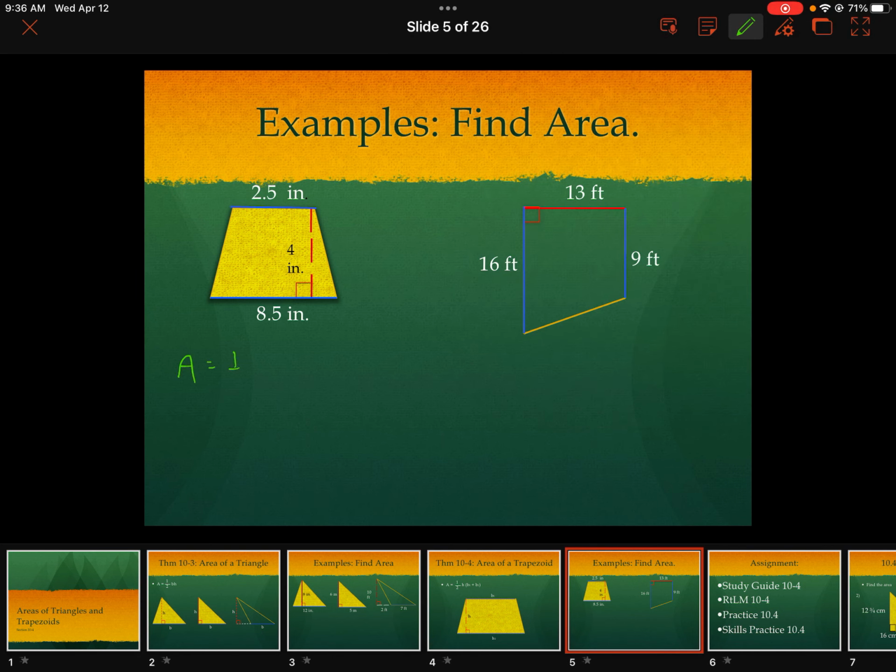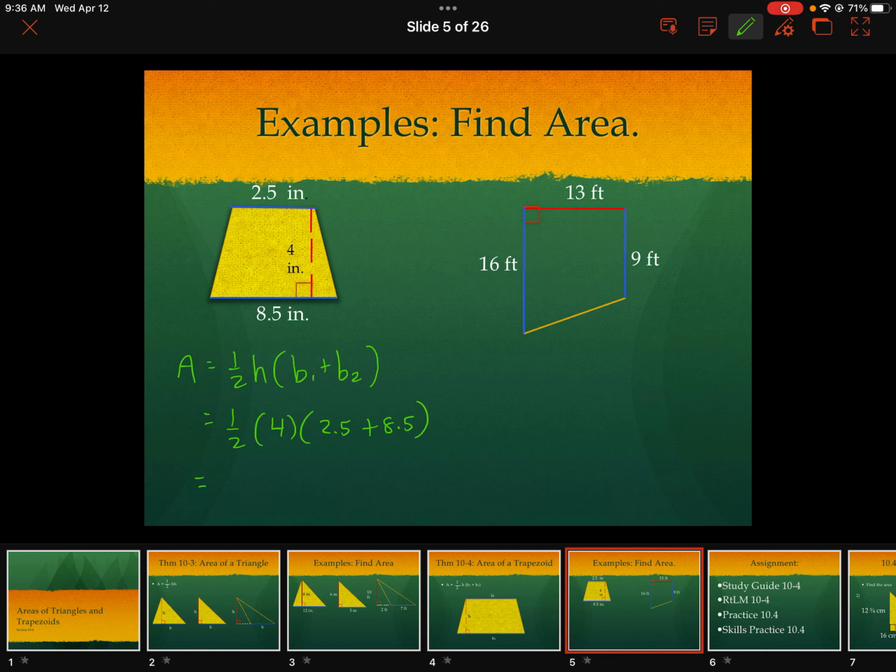This is a trapezoid. So we're going to take 1/2 of the height times the sum of the bases. Our height in this standard looking trapezoid is 4, and the bases would be 2.5 and 8.5. You can type that entire expression into your calculator. You could also do it in your head.